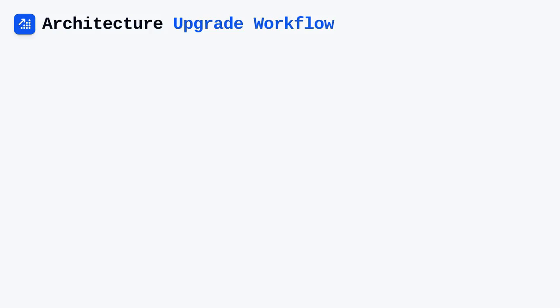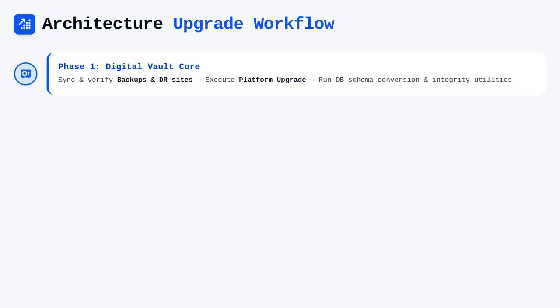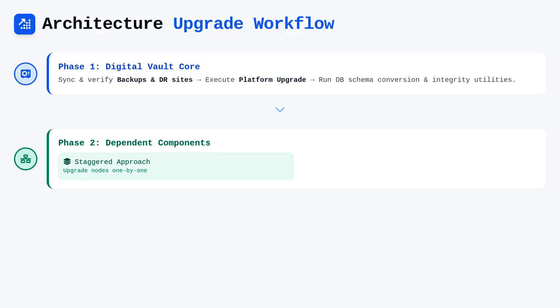The upgrade process inherently starts at the center of the architecture with the digital vault, where you must first ensure that your backups and disaster recovery sites are synchronized and verified. Once the vault platform upgrade is initiated, the database upgrade and schema conversion process begins, which often involves running specific utilities to ensure data integrity. After the vault services are restored and validated, you turn your attention to the dependent components, applying updates in a sequential and logical fashion. For example, if you are managing a cluster of components, such as a farm of web access servers or session managers, you should adopt a staggered upgrade approach.